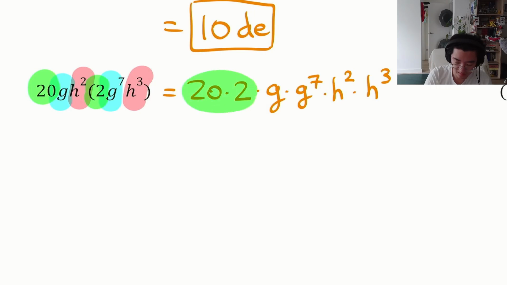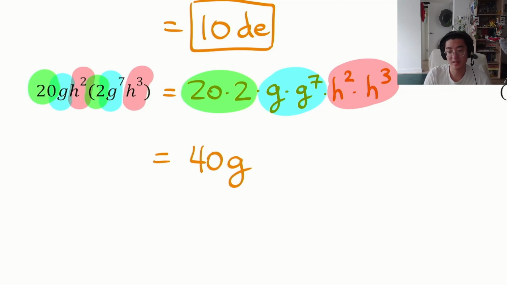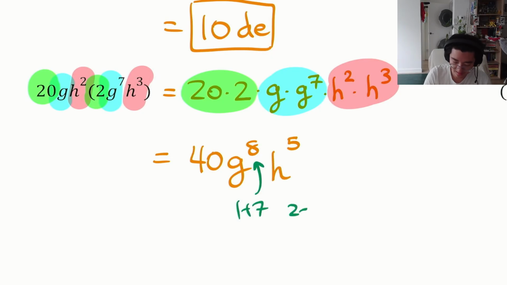So we got like terms here, like terms here, like terms here. Let's multiply them. 20 times 2, 40. G to the power of 1 times g to the power of 7. That's adding exponents. 1 plus 7. H, 2 plus 3 is 5. Adding the exponents. And that's our answer.